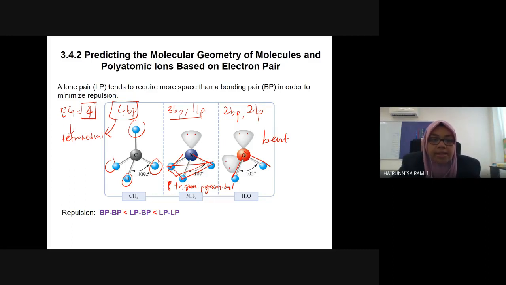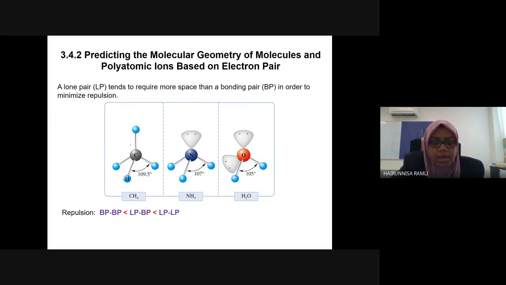So a lone pair tends to require more space. Lone pair tu sebenarnya dia perlukan space yang lagi besar pada bonding pairs. That's why kita mention about this one. Lone pairs between lone pairs, dua-dua dah besar, dua-dua nak space yang besar. Of course dia punya repulsion lagi kuat lah as compared to lone pairs and bonding pairs.